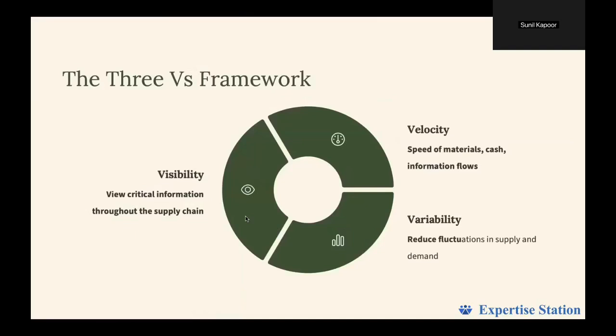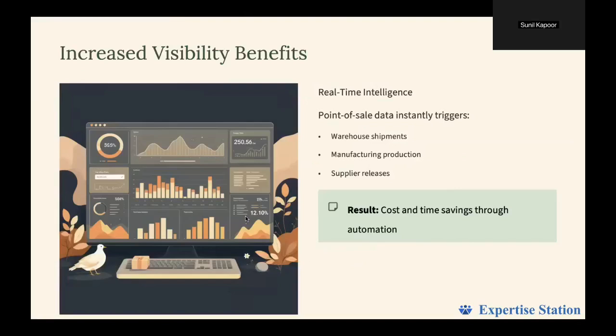And the second point is what we call the three V's, which include visibility, velocity, and variability. So let's understand what visibility is. Visibility is when you know what is happening and what is going to happen in the near future to your demand for a particular product or service.